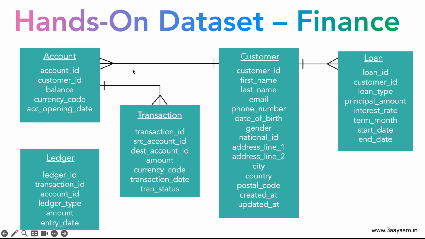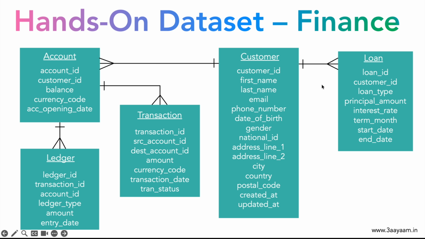Now, the relationship between account and transaction table is using the account ID key of the account table and source account ID of the transaction table. Finally, we have the ledger table, which is related to account table using many to one, or the relationship between account and ledger table is one to many. Each account would be having multiple ledger entries, but a single ledger entry will have only one account associated with it.